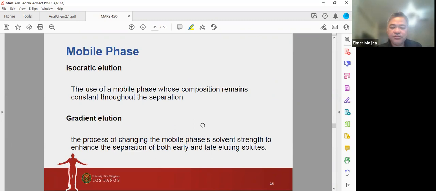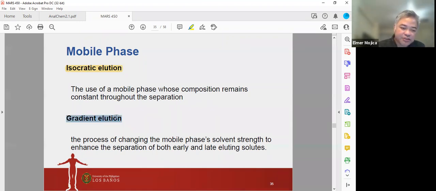So as I have told you, the mobile phase is the one that will carry your sample to the stationary phase. Now, there are two mobile phase systems in HPLC. You can have an isocratic elution where the composition of your solvent is constant throughout the analysis. Okay, the mobile phase composition remains constant throughout the separation. So whatever the composition at the beginning of the separation process, it will be the same at the end.